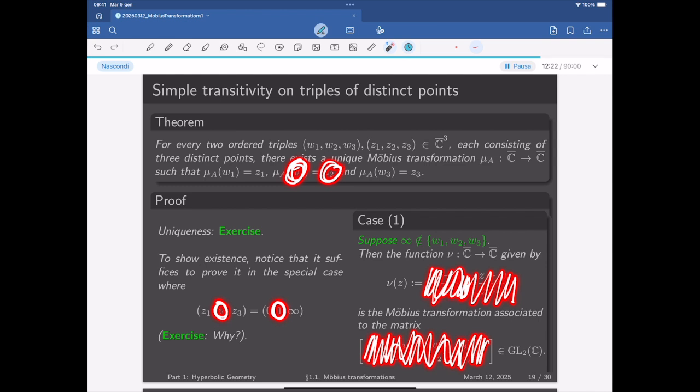For W3, I want to send W3 to infinity. So divide the expression that does the job for W2 by zeta minus W3. The new expression, zeta minus W2 divided by zeta minus W3, sends W2 to 0 and W3 to infinity. But W1 is sent to W1 minus W2 divided by W1 minus W3, not to 0.